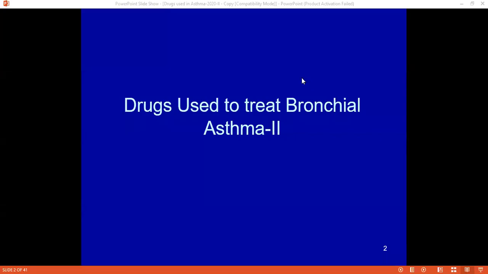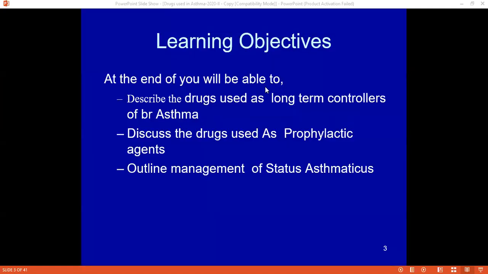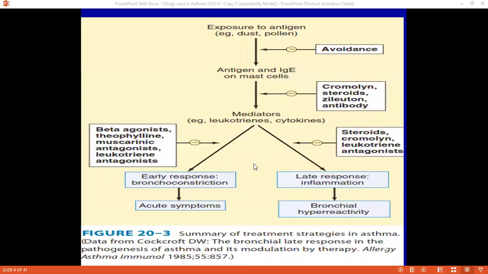This is the second lecture on the drugs used to treat bronchial asthma. At the end of this lecture, you will be able to describe the drugs used as long-term controllers of bronchial asthma, discuss the drugs as prophylactic agents, and outline the management of status asthmaticus.